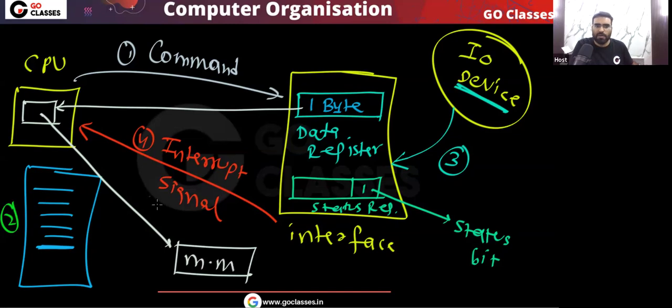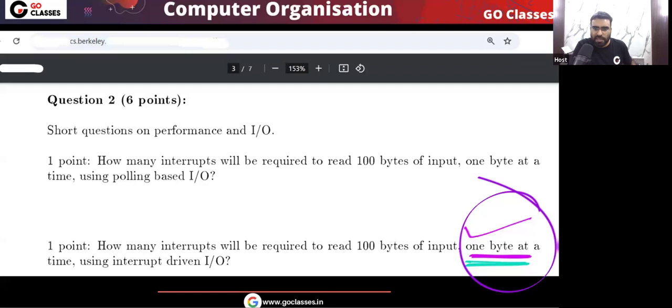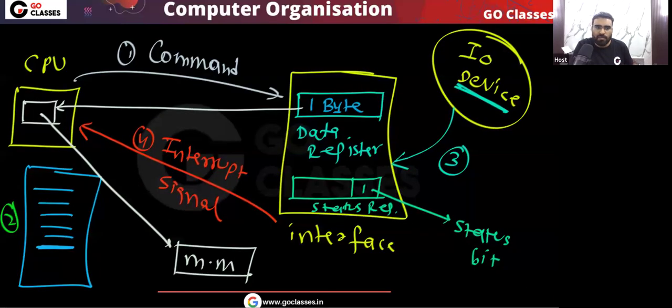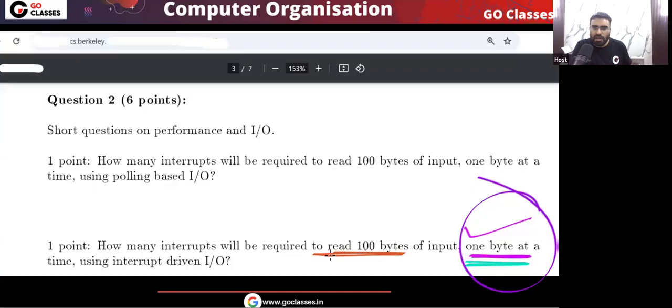So this is what will happen for 1 byte. Yes or no? Because the question is saying we are reading 1 byte at a time. But is the task over? Is our task over? Our task is not over because we need to read 100 bytes.